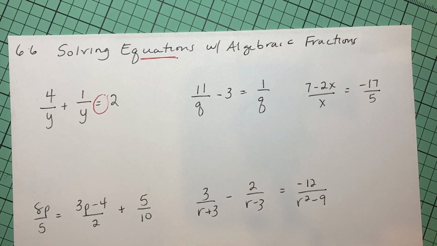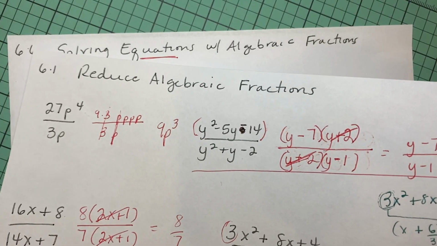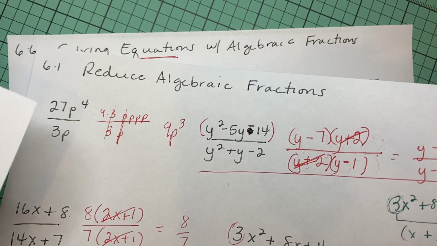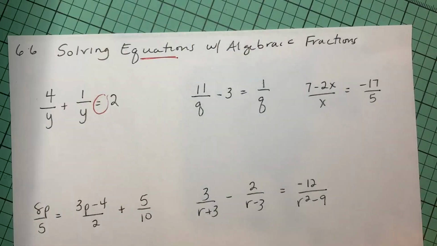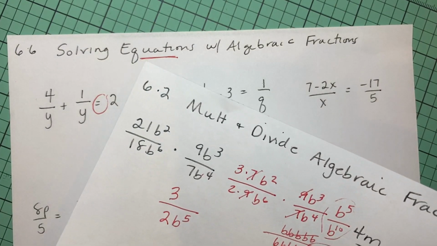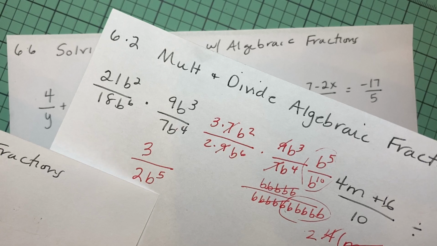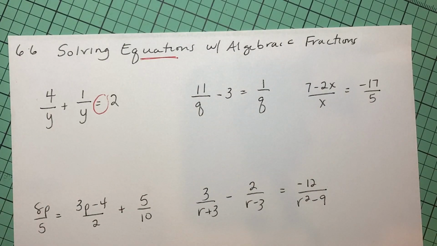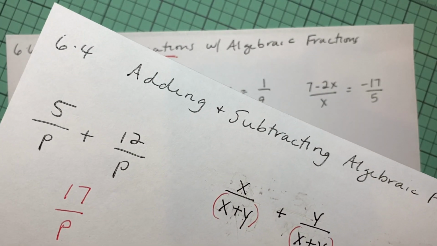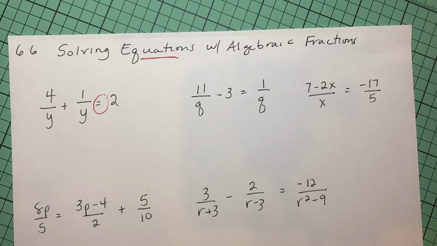If we look back at what we did in 6.1, you see all the problems were just expressions. They didn't have any equal signs. 6.2, no equal signs. It's just an expression. And when you have an expression, you just simplify it to its lowest terms. And then the same thing in 6.4. No equal signs. We were just simplifying an expression.